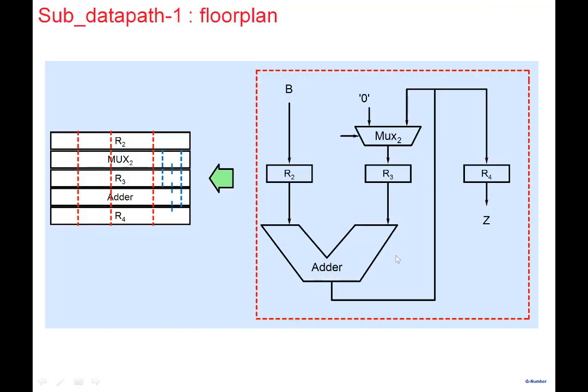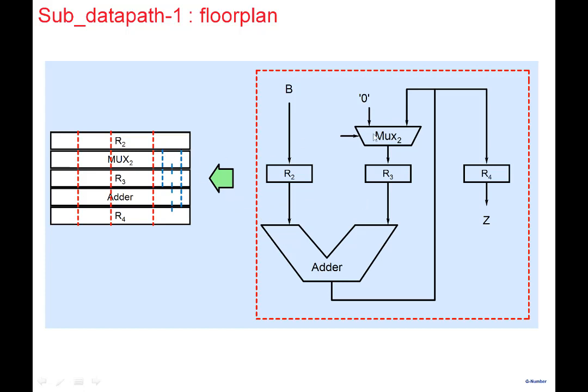All right, so the sub-data path that you see here, I'm going to do it in this particular manner. Note that R2, MUX2, R3, adder, and R4, all these elements are arranged one on top of each other. And the cell sizes of the D flip-flop, the MUX, and the adder will all be made the same. The pitch will be made the same. And you can see how the connections are being made here.